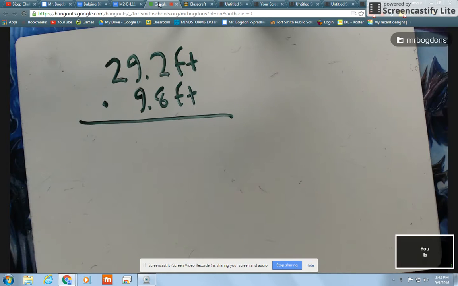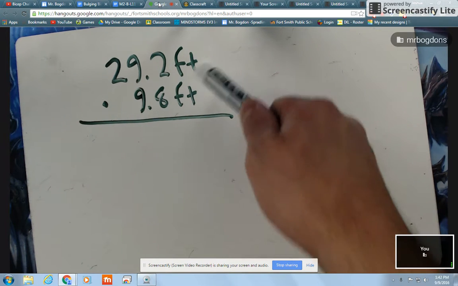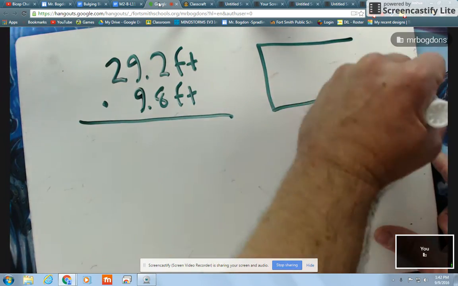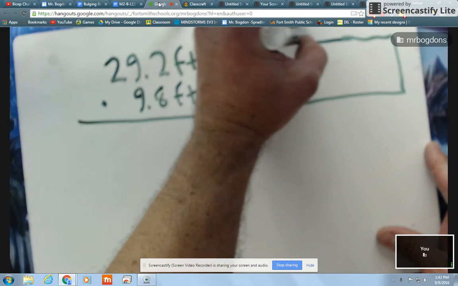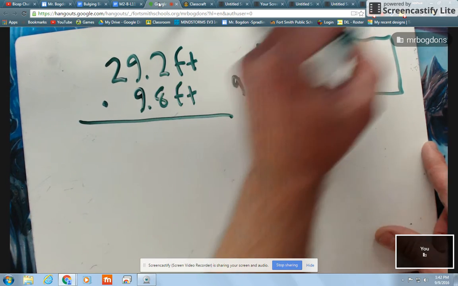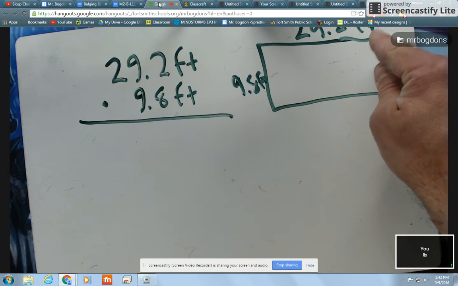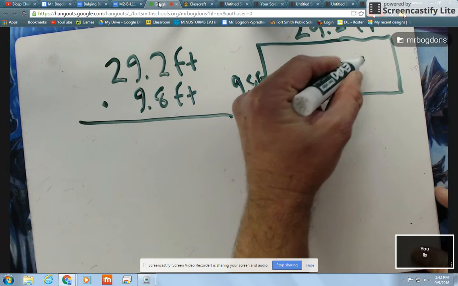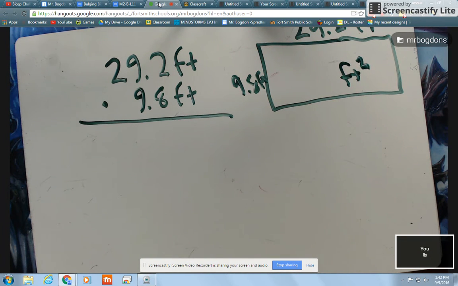So we know that this is a story problem. I've already identified important measurements. I need to model, make sure I've got an idea of what's going on here. So I know that one side is long, 29 2/10. The other side is a little bit shorter. And so I'm going to end up with feet times feet. What's a foot times a foot? It's going to be foot squared. So now my answer is going to be foot squared. I've identified what I'm going for.